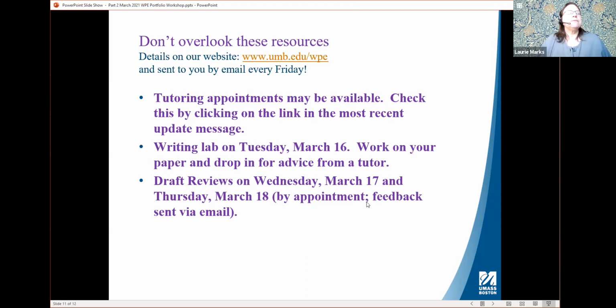The details about this will be in the weekly update. What you do is you actually schedule an appointment for you to get this draft review, but you don't actually have to show up for anything. You're just scheduling a half hour of a tutor's time so that they'll have that time to review your paper. And then you need to send us your paper by email, and the tutor will review your paper and will send you back the comments by email.